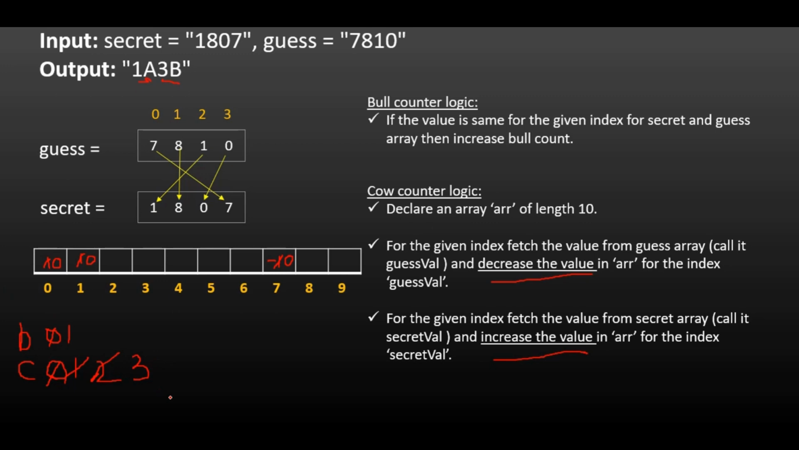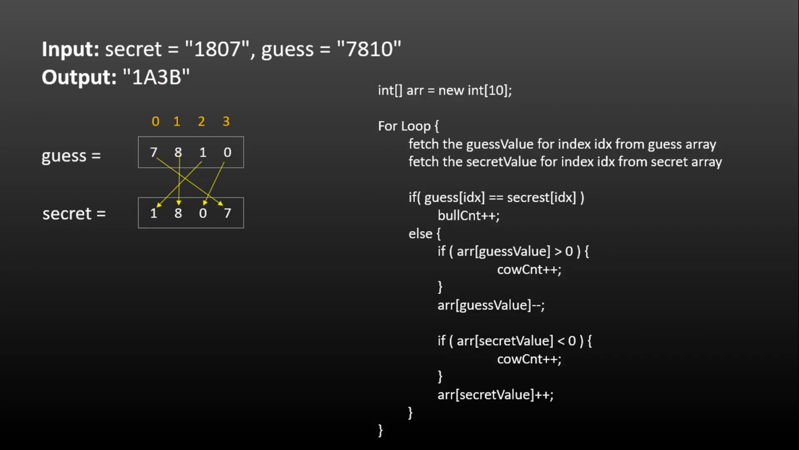So the pseudo code for this will be something like this, where we have a loop and we have defined an auxiliary array. For the given index, I am fetching the guess value and secret value. If guess value is the same as secret value, I am incrementing the bull counter. And if it is not equal, then it will go into this case, and here I am checking whether the guess value is greater than 0, then increment the cow and decrement the ARR of guess value, whatever is the value at that index.